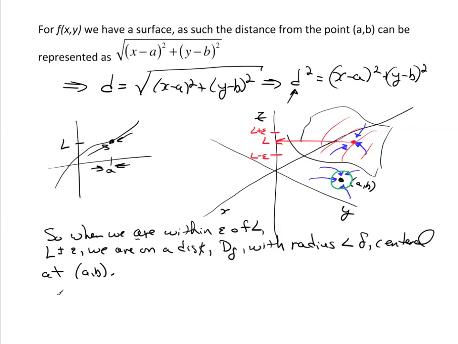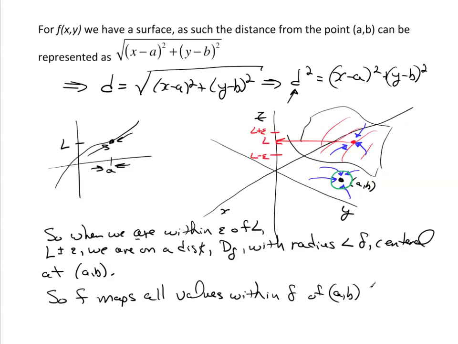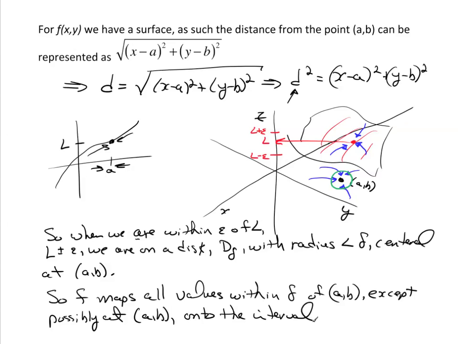So in our situation here, we can actually say F maps all values within delta of (a, b), of course, except possibly actually at (a, b), onto the interval L plus or minus epsilon.